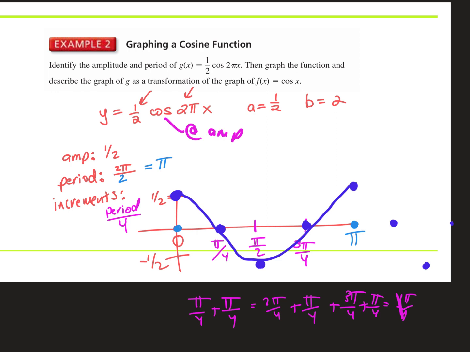Cosine starts at the amplitude. If it's a positive number, you start at the positive amplitude. If it's a negative number, you start at the negative one. That's it. So the 3 things you have to remember, guys: the A value, the number in front of the trig function, is your amplitude, how high and low. To find the time period, you take 2 pi, which is one whole circle, divided by the number in front of the x. And then to find the increments, you take that time period and divide it into 4 pieces. And then you just put it on the graph.